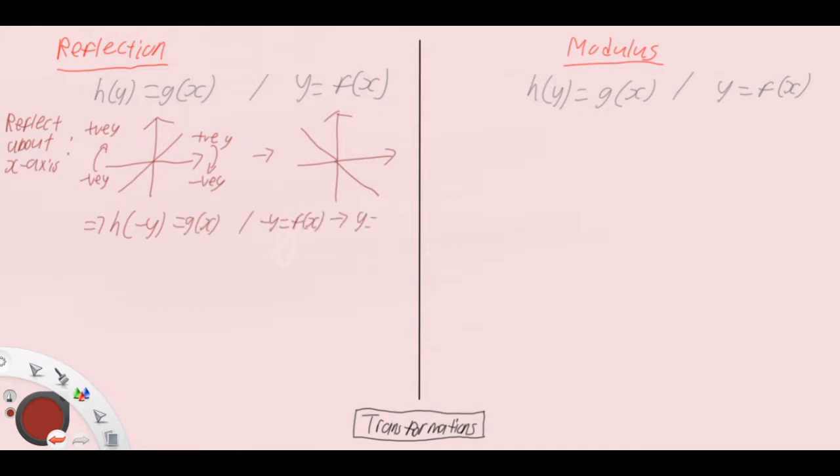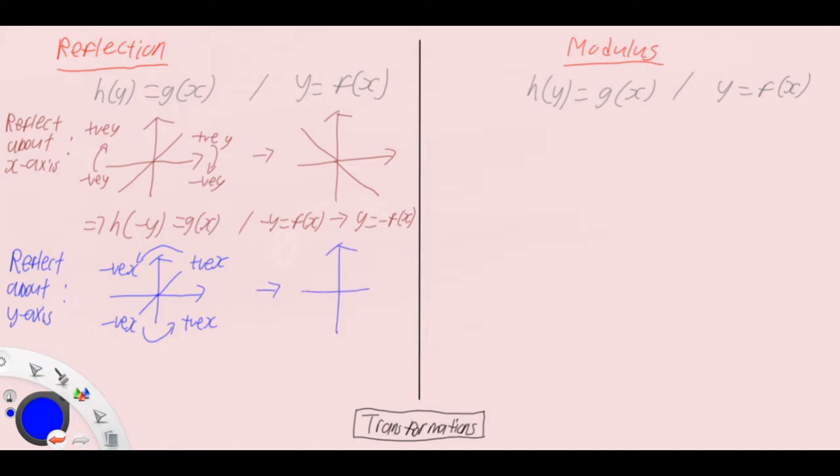And the same idea is applied when we talk about reflecting about the y-axis. Your positive x will go over to become the negative x. Your negative x would go over to become the positive x, as seen here. As such, it's simply h(y) = g(−x) or y = f(−x).